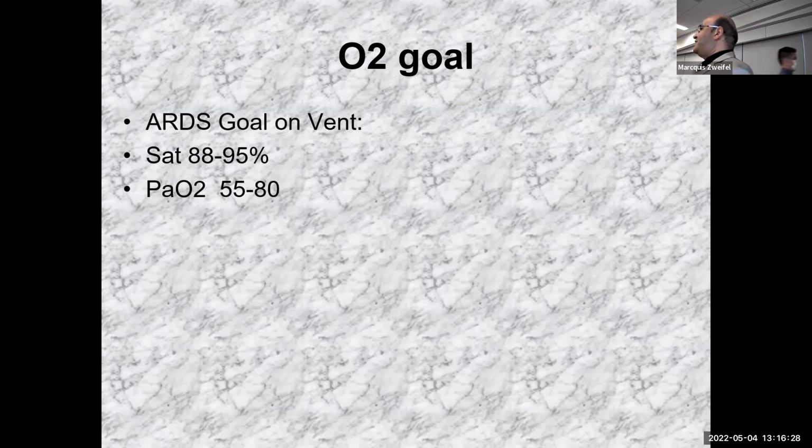But if your patient is 58 today and yesterday he was 70 on the same setting, we need to look at why your patient got more hypoxemic. Make sense? But you are at your goal.